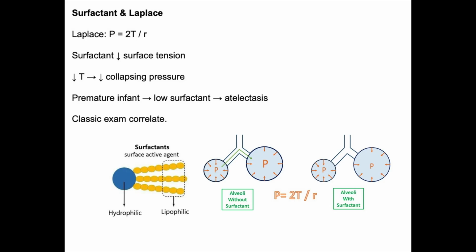Surfactant lowers surface tension, especially in smaller alveoli. That stabilizes them and prevents collapse. Without surfactant, smaller alveoli would collapse into larger ones, a phenomenon called atelectasis.